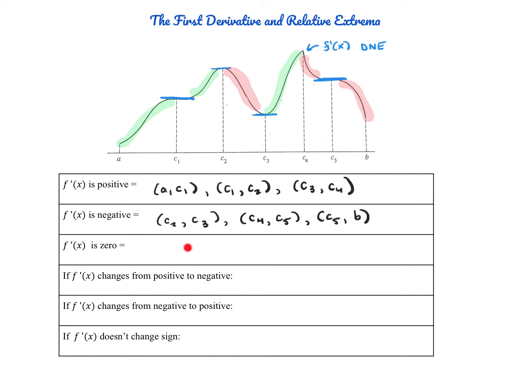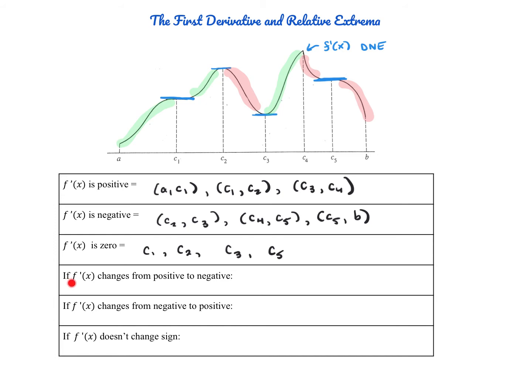And then we're going to list all of the values where our first derivative is 0, which is, again, when the slope of the tangent line is 0. So that occurs at C1, C2, C3, and C5. Remember, we're not going to include C4 because our derivative is undefined here.